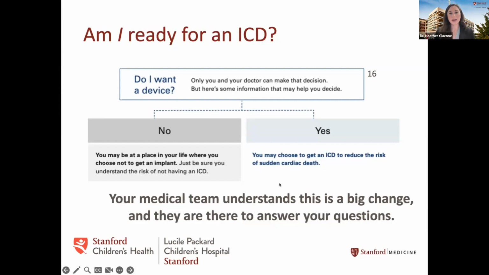So the big question after having this information that you have to ask yourself is, am I ready for an ICD? Do I need more information? Do I need a little time to process this? And so I would encourage you, you and your doctor, or you and your family with your doctor, to get as much information as you can. Your medical team very much understands that this is a big change in your life, and they're there to help answer your questions.